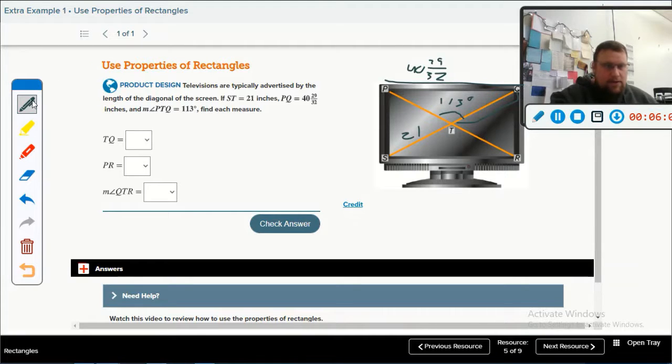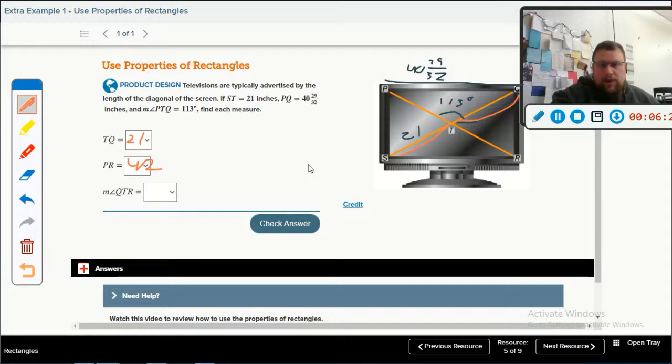I need to get a different color so we can see that a little better. So TQ is the same exact thing as ST, which means it's going to be 21. PR, what is PR? Well, PR is the same as the entire SQ, and since SQ is just 21 plus 21, or 42, we know it's going to be 42.